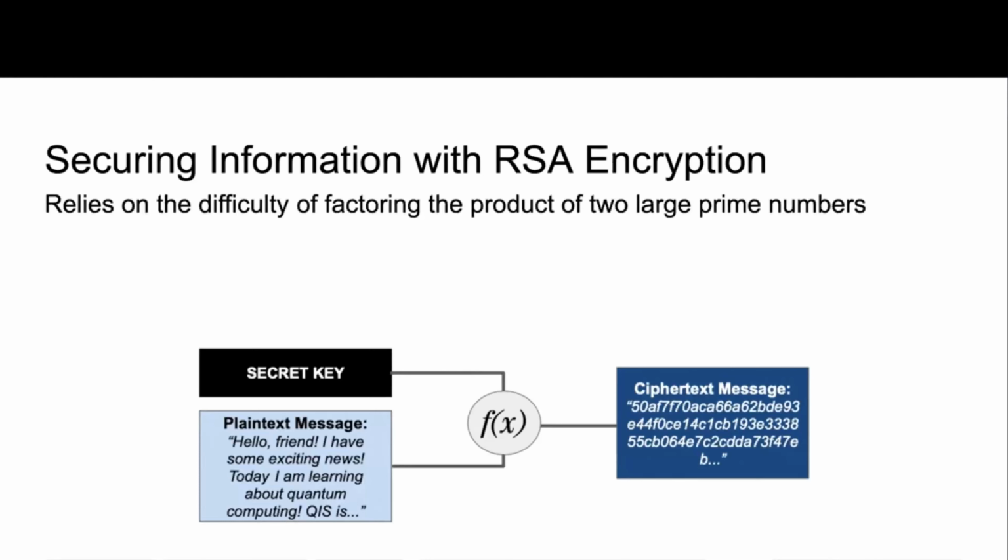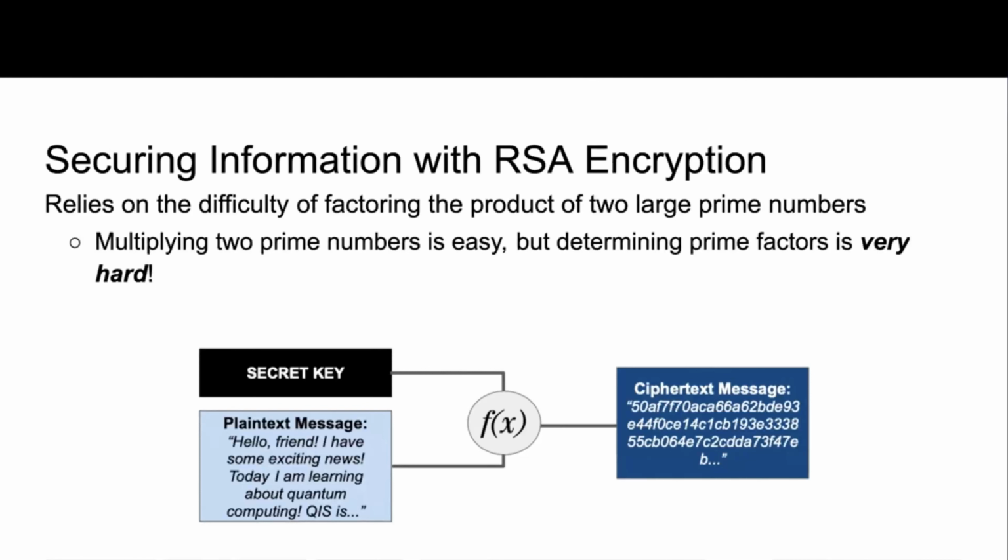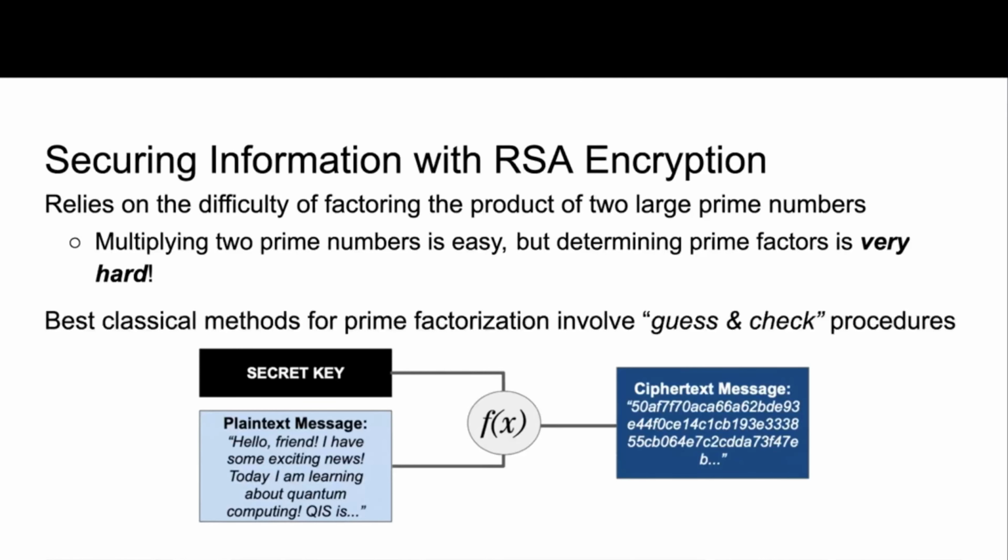RSA encryption relies on the difficulty of factoring the product of two large prime numbers. Think about it. Whenever you multiply two prime numbers, that's relatively easy, but determining the prime factors is very challenging. The best classical methods for prime factorization involve this guess and check procedure. It's not very efficient. What if prime factorization is easier?